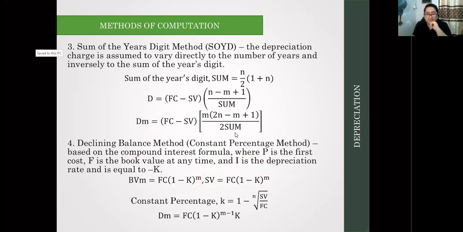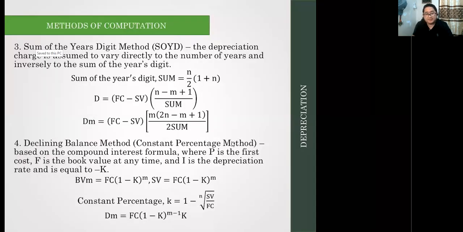So, the constant percentage K is equal to 1 minus the nth root of SB over FC. And then CDM, again, is the salvage value after M years, equal to first cost times 1 minus K raised to M minus 1 times K. Okay, K is the depreciation rate.